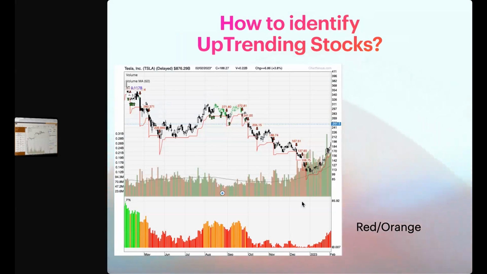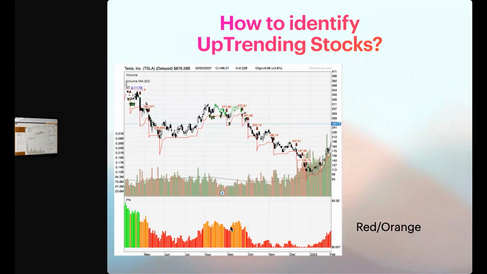Now, we have come up with our own indicator. We call it the P percentage, okay? This P percentage will be able to tell you what trend the stock is currently doing. This is for people who have a challenge reading charts. So you don't need to know higher high, higher low, lower high, lower low. All you do is look for the P percentage color.